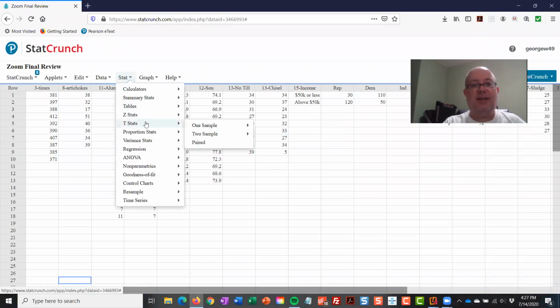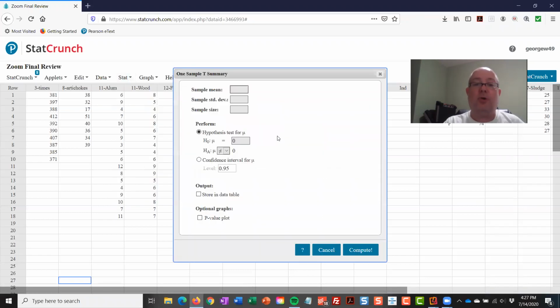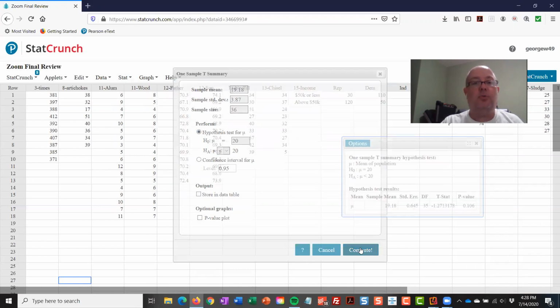Stat, T, one sample with summary, because we don't have the data to work with. The sample mean was 19.18, the standard deviation 3.87, and the sample size 36. For the null hypothesis, we had that mu was equal to 20. For the alternate hypothesis, we've got mu is less than 20. Press compute.